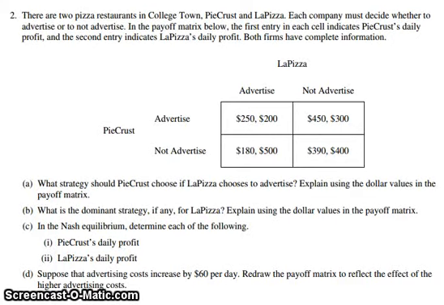Okay, so we have two pizza restaurants, Pie Crust and La Pizza. They have to decide whether to advertise or not advertise. We have a payoff matrix. That means it's an oligopoly. By the way, you should pause this for a moment and try to work this out before I start writing on this. So I'll give you a second to look at this.